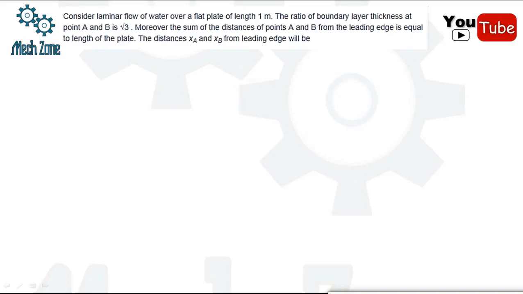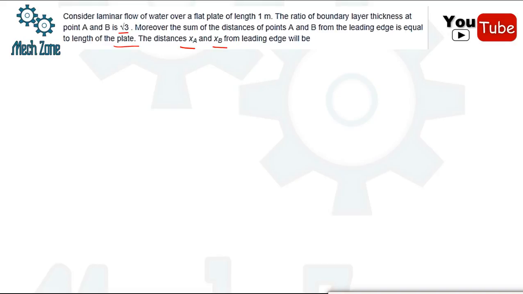Now the next question: consider laminar flow of water over a plate of length 1 meter. The ratio of the boundary layer thickness at points A and B is √3. Moreover, the sum of the distances of points A and B from the leading edge is equal to the length of the plate. The distances XA and XB from the leading edge would be.